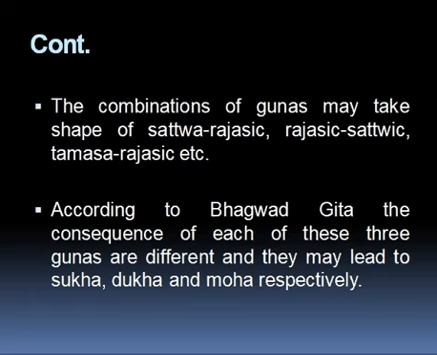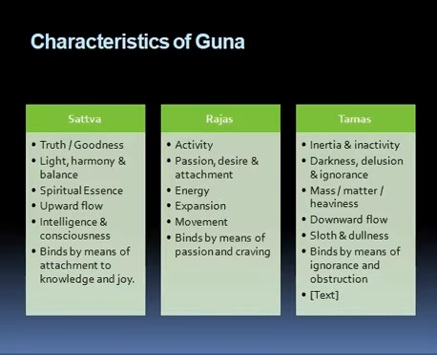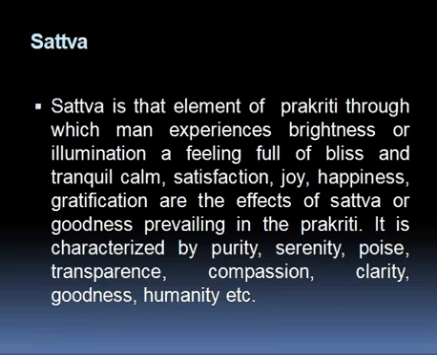According to the Bhagavad Gita, the consequence of every guna is different and they may lead to sukh, dukh, and moh respectively. If we try to focus on the characteristics of guna on the comparative table, you can see the three gunas being differentiated on different aspects or parameters. Let's take the gunas individually with their characteristics. The first to begin is sattva.